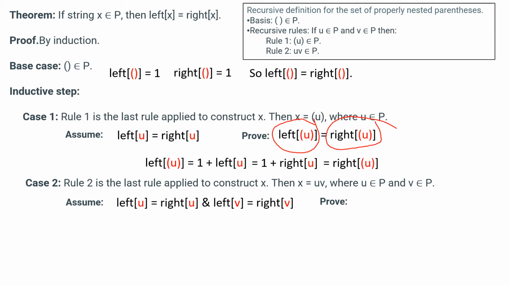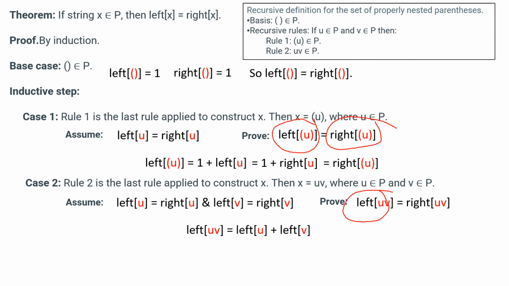And what do we want to prove? We want to prove that when we put the two together by applying rule 2, the number of left and right parentheses is the same. Okay, so then we have uv in there. So again, let's start with what's on the left of what we're trying to prove and see if we can come up with what's on the right.